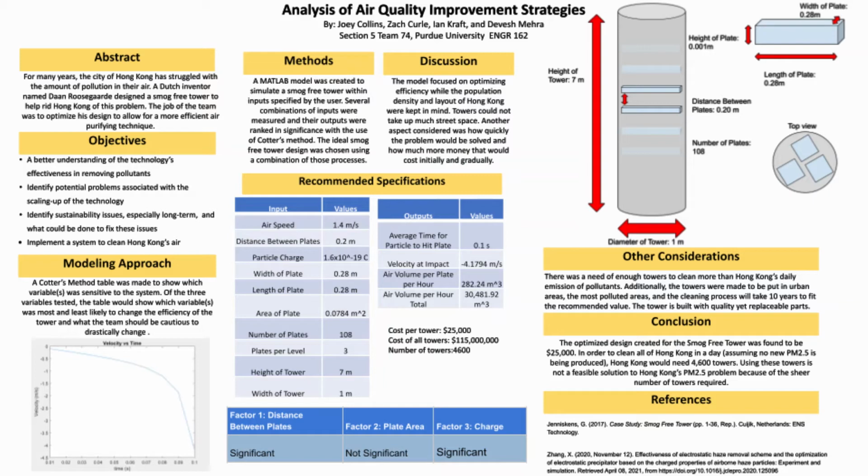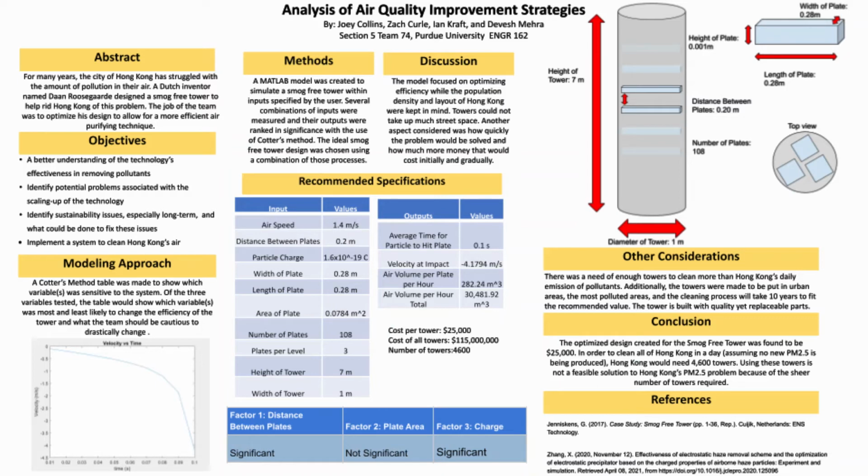Our distance between the plates, which is also the distance between all 36 levels of our tower, is 0.2 meters. The particle charge is 1.6 times 10 to the negative 19th coulombs. We got that number from the charge of a proton, and we decided on the charge of a proton because when the electrodes ionize the air, it knocks off one electron, which is equivalent to giving a positive charge of a proton. The width and length of the plate are both 0.28 meters because our plates are squares.